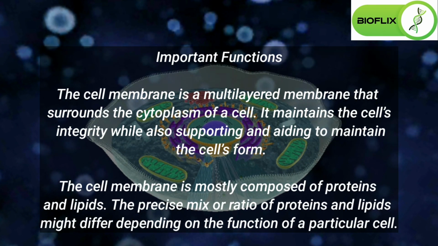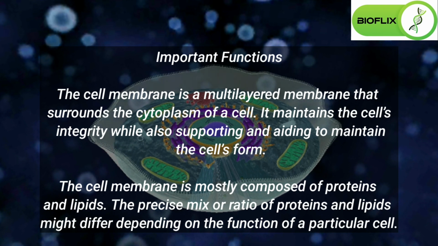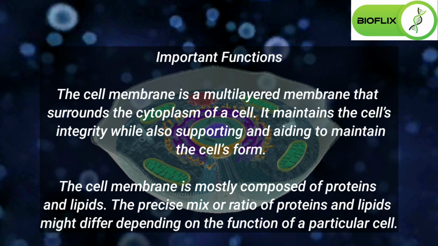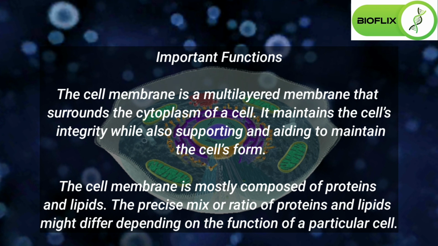Important functions. The cell membrane is a multi-layered membrane that surrounds the cytoplasm of a cell. It maintains the cell's integrity while also supporting and aiding to maintain the cell's form. The cell membrane is mostly composed of proteins and lipids. The precise mix or ratio of proteins and lipids might differ depending on the function of a particular cell.